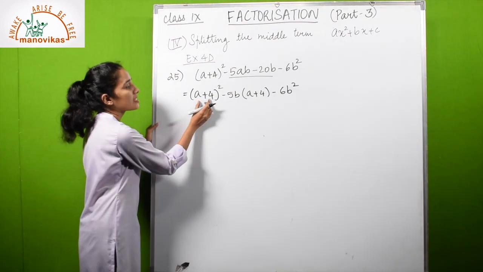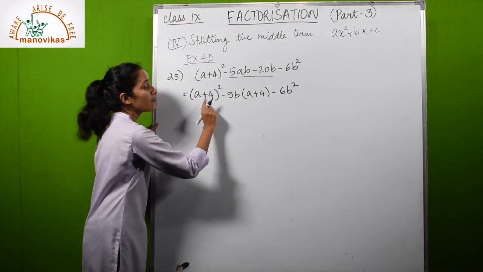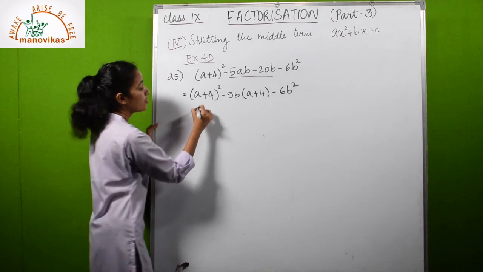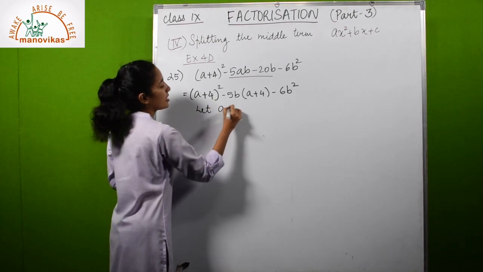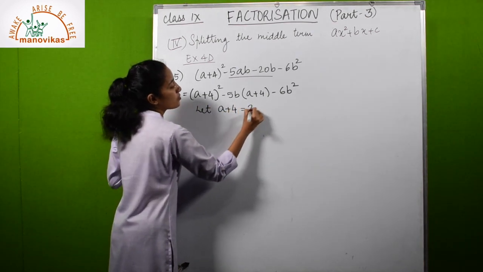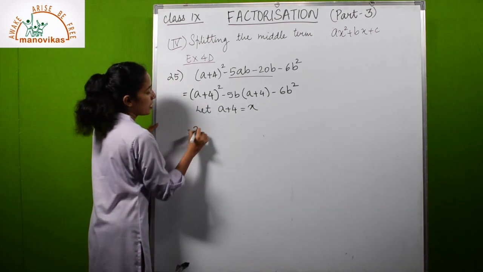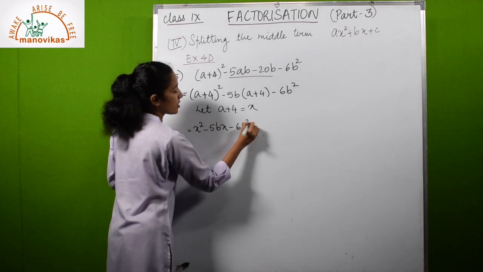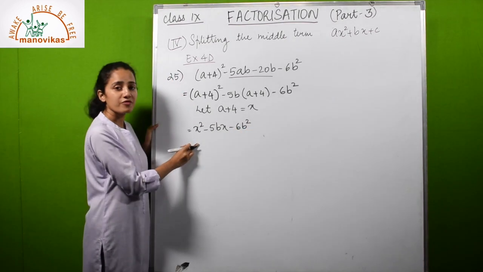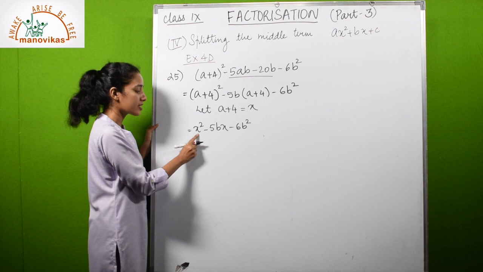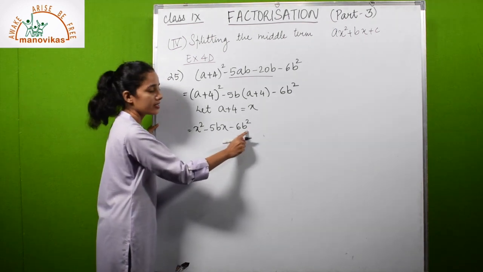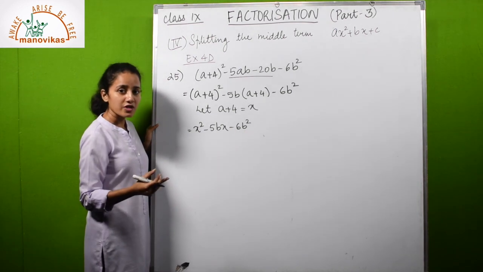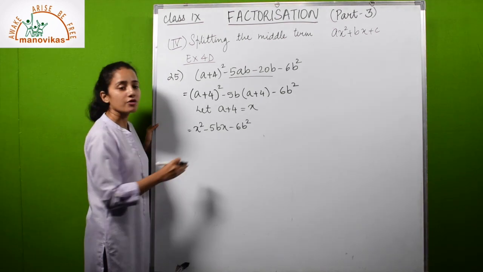Since now we see that there is one bracket which is repeated twice, we now make a substitution. Let a plus 4 equal x. So this will be x square minus 5bx minus 6b square. This is the same type of problem which we have done earlier. You either take x as a constant or you take b as a constant. You can pause the video here and try to do this yourself.